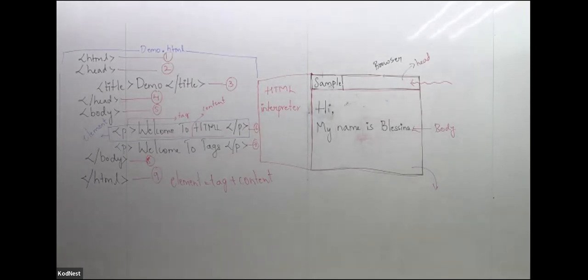Together it is called one element, Shivani. We were saying tag, we were saying content, tag content, tag content. Instead of saying the two words, I will say element. P element, I will say. So P element means that complete element, whatever it is there.